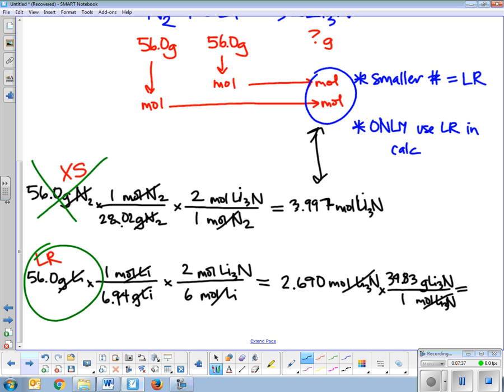So now I type this in my calculator. Now I'm going to go to 3 sig digs. My answer is 93.7. I'm going to write it down here. And that's my grams of lithium nitride. So that's how to calculate and determine a limiting reactant, and then calculate your amount of product after that.